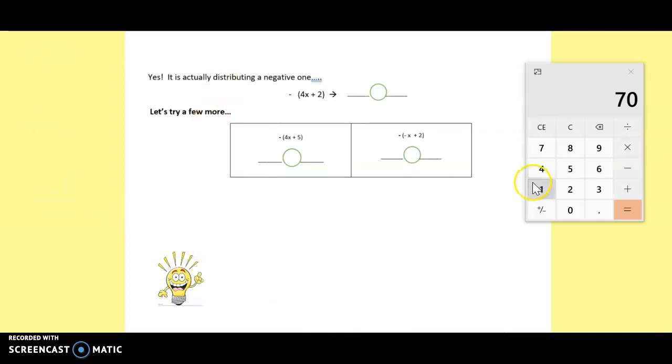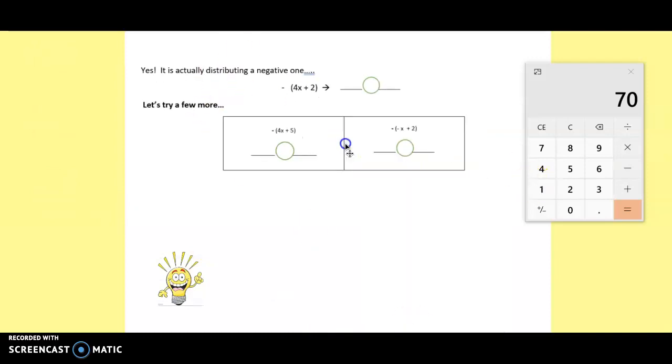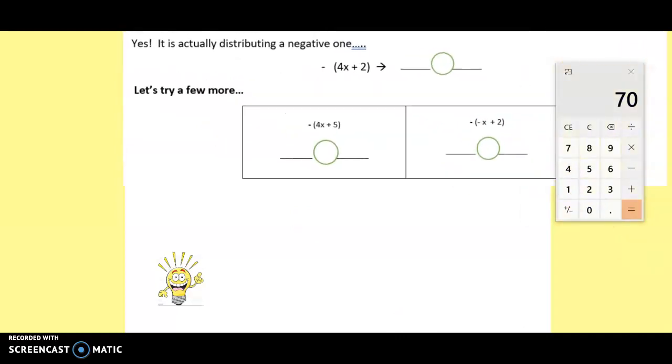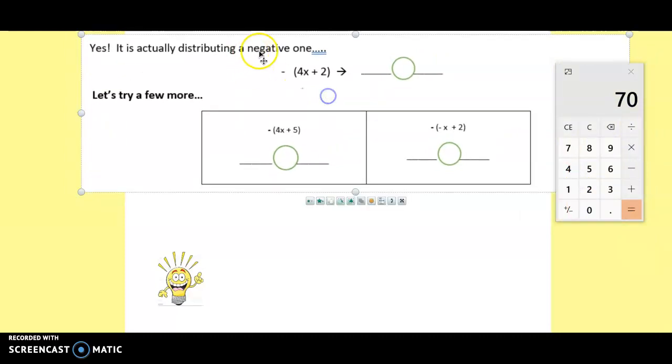All right, so yes, it's actually distributing a negative 1. I'm going to go ahead and see if I can blow this up here. So it is a negative 1. It's kind of like we just put a little 1 in there. But there's a negative value being multiplied by both.